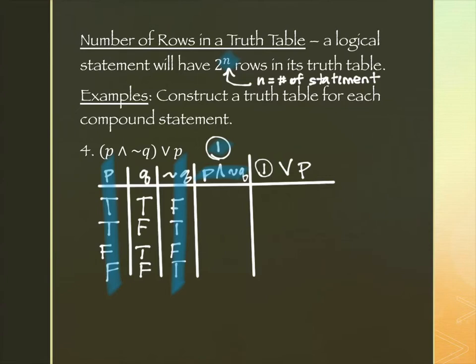So on row 1, Isabella: if it would have been the negation of P, would it have been false, false, true, true? Yes, it would have. If I had negation of P, I would have false, false, true, true.